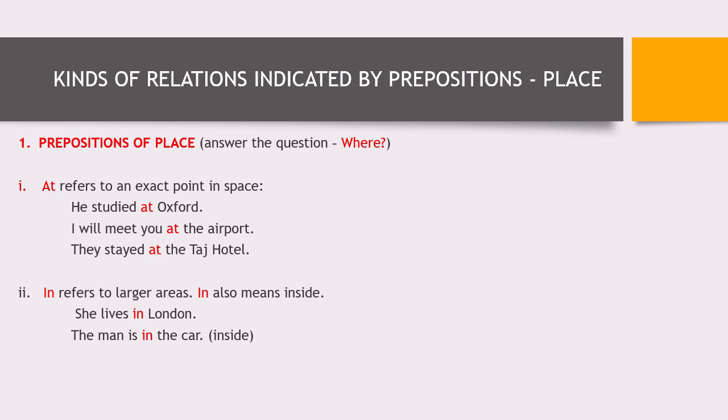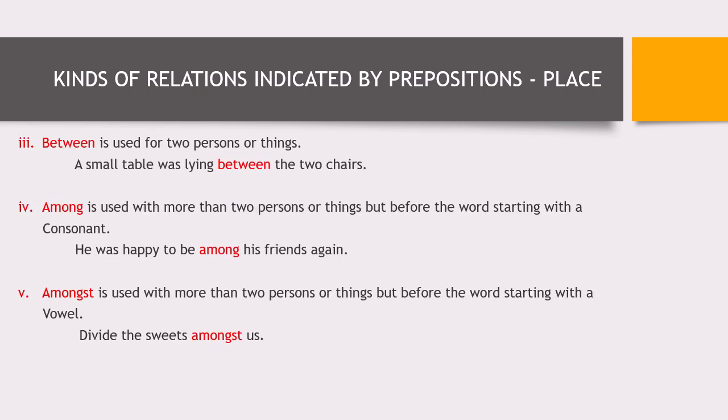2. In refers to larger areas. In also means inside. She lives in London. The man is in the car. Here, in means inside. Kinds of relations indicated by prepositions. Place. 3. Between is used for two persons or things. For example, a small table was lying between the two chairs.